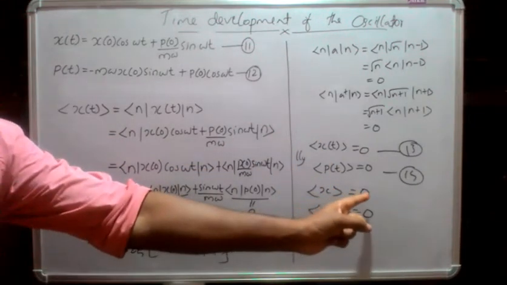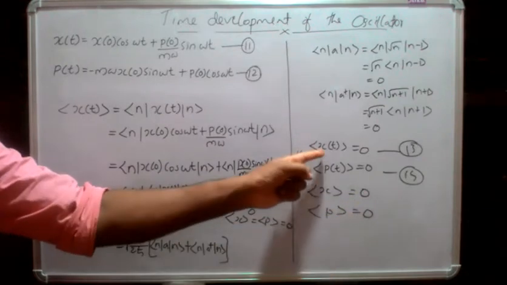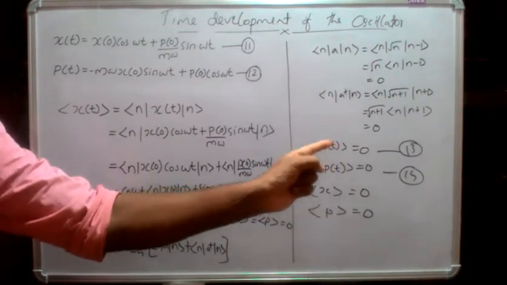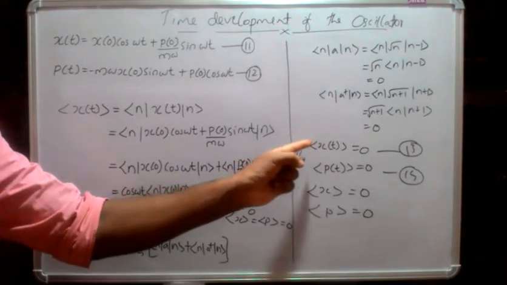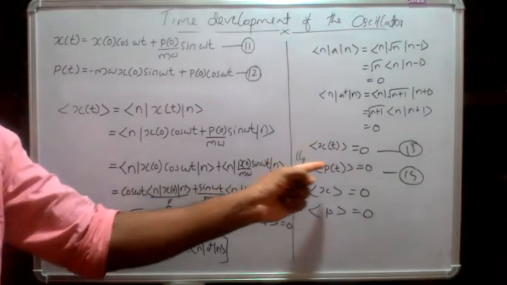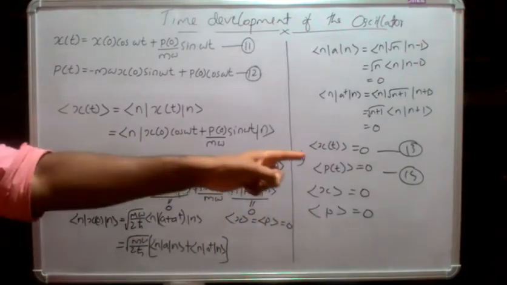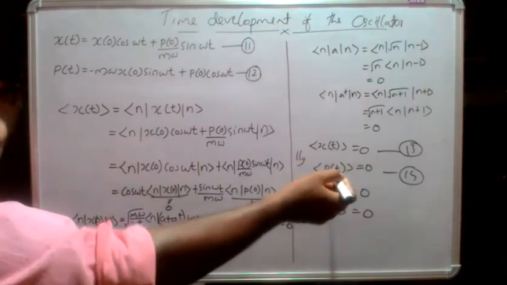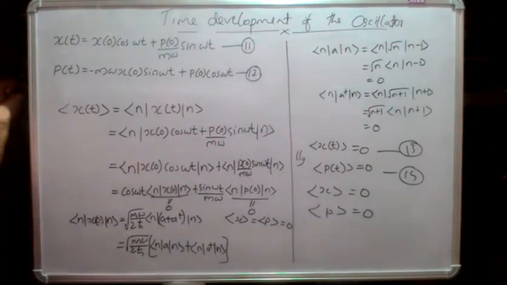At that time we got expectation value equal to 0, and here we are taking the operators as dependent on time, and then also the expectation value x of t is equal to 0. That means the expectation values will not change with respect to time. The expectation values of position and momentum are independent of time.